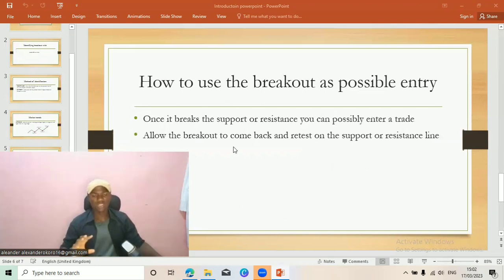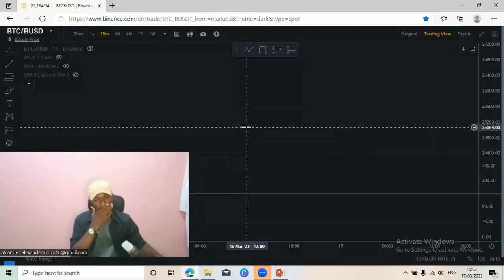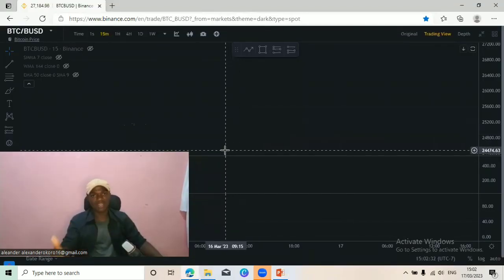Okay, now let's go to the practical aspect of it. Open your trading interface where you analyze. I use Binance. Okay, now this is my Binance interface.